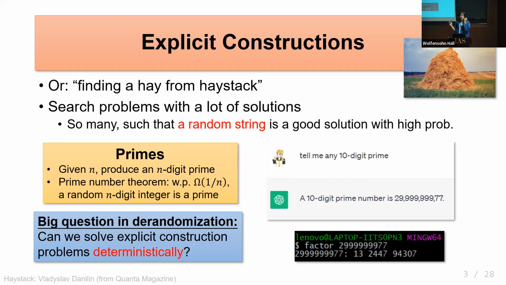In general, there's this big question in randomization. If I have a search problem which can be solved very easily using randomness, can we also solve it without randomness? This question is widely open, even for many interesting special cases like Ramsey graphs and finding primes.